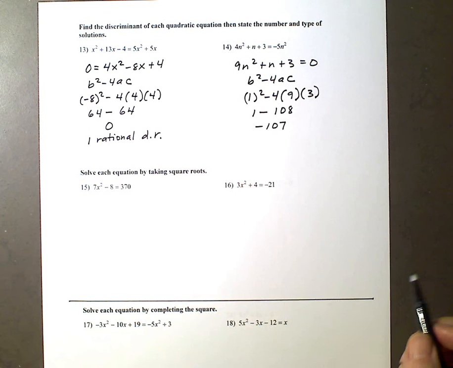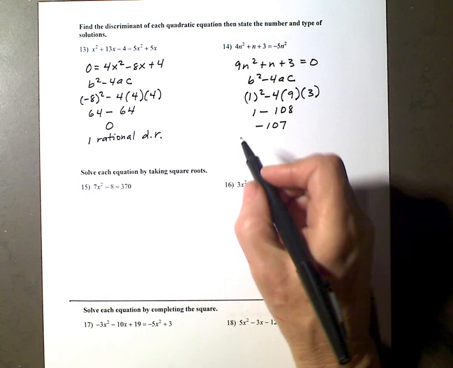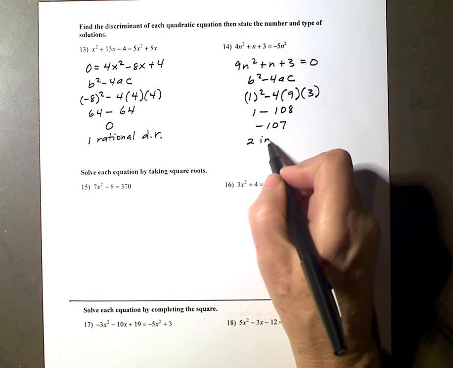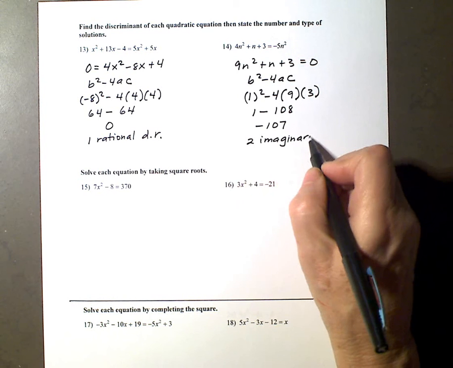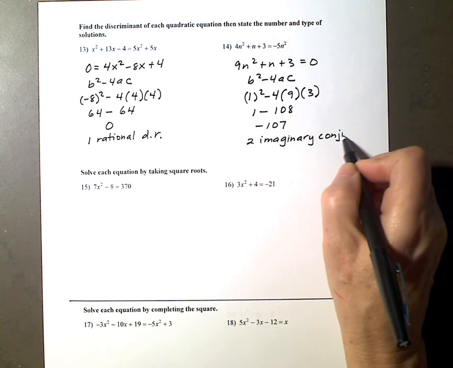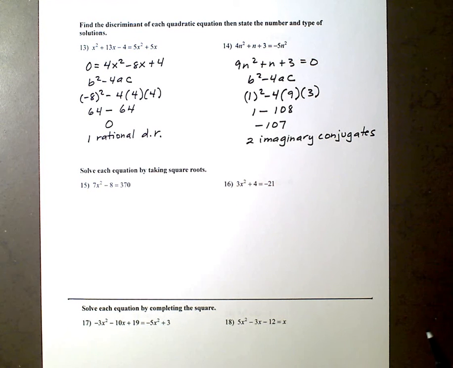Now because the discriminant is negative, that tells me that there are two imaginary conjugates as roots. Two imaginary solutions, they're conjugates, right? In the form a plus bi and a minus bi. Okay, so we were not asked to solve those, just tell the nature of the roots.